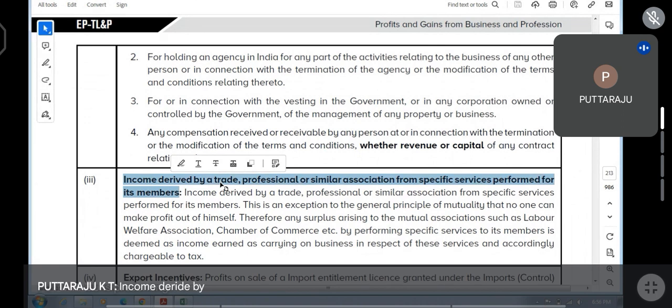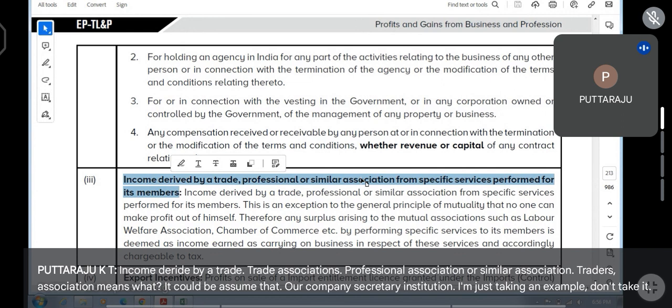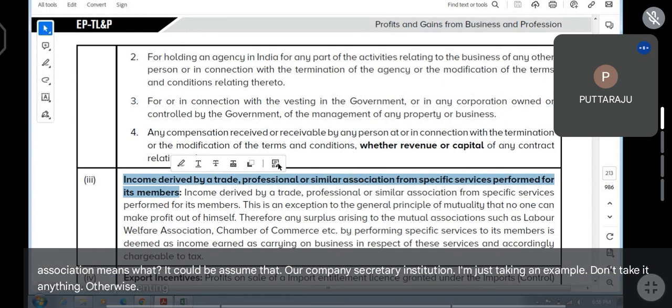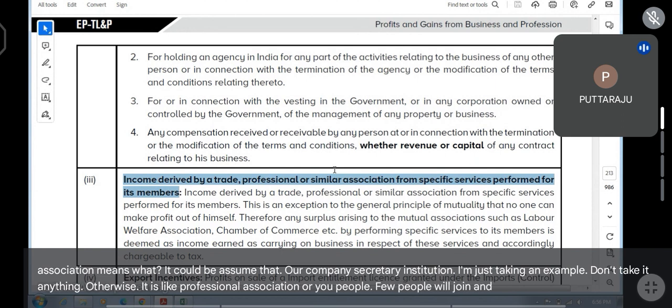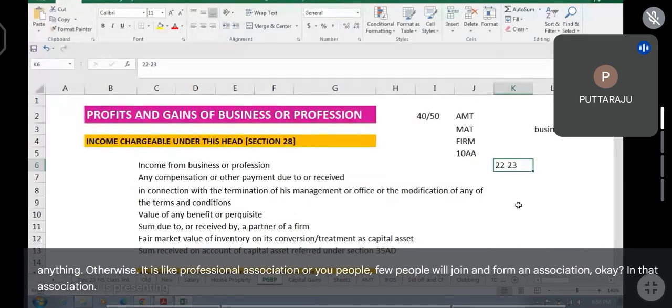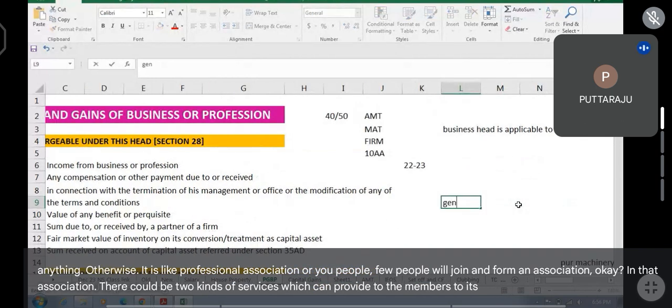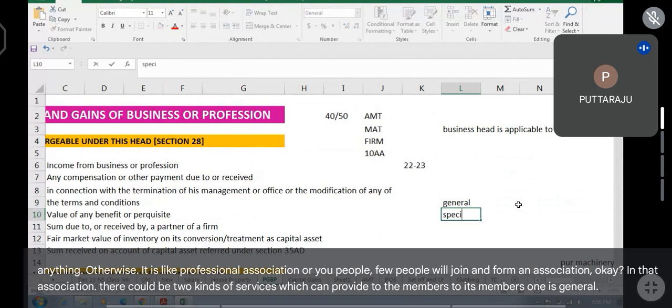What is the meaning of this sentence? Income derived by a trade association, professional association or similar association. Trade association means what? It could be assumed as our company secretary institution. I'm just taking an example. Don't take it otherwise. It is like a professional association. Or a few people will join and form an association. In that association, there could be two kinds of services which can be provided to its members. One is general, another one is specific.